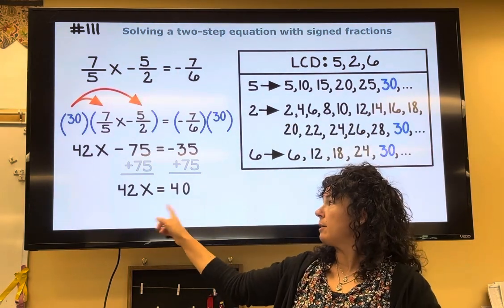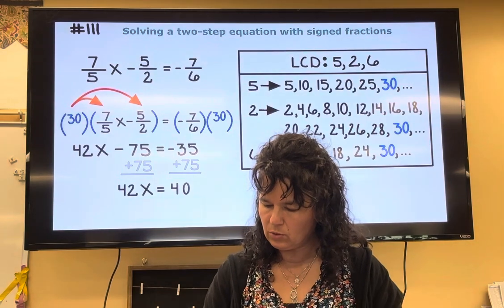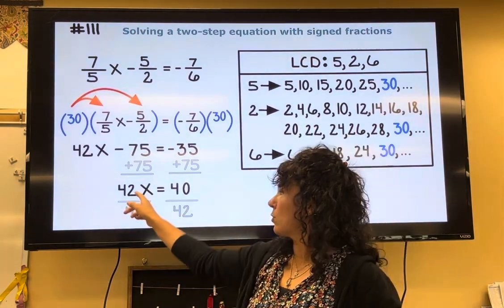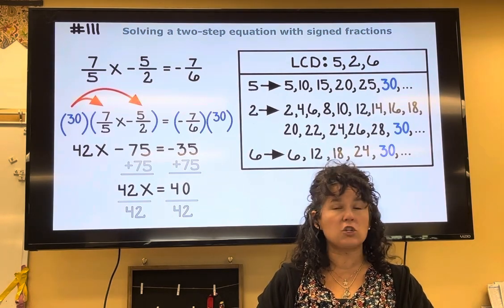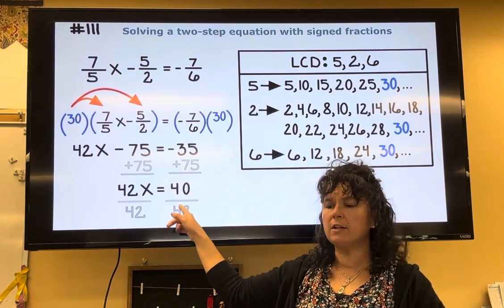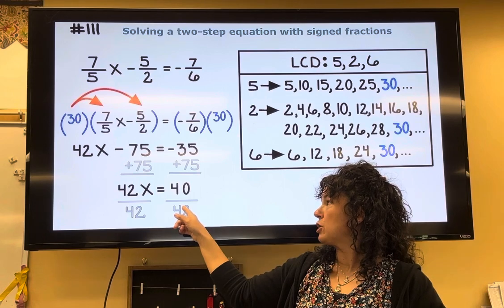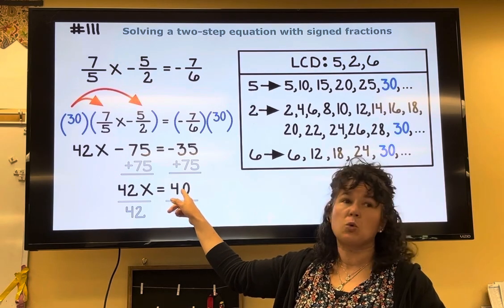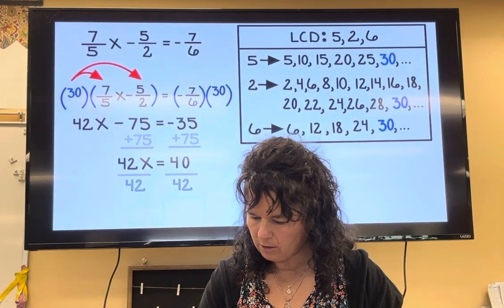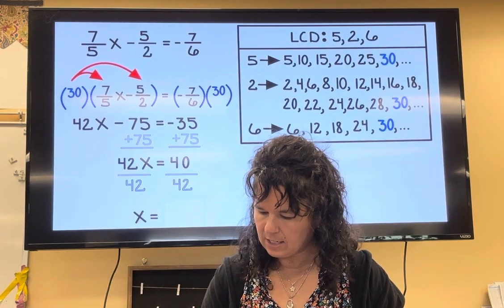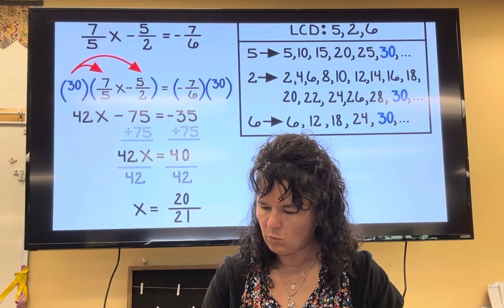Lastly, I'm going to divide both sides by 42, and then these 42's cancel out, so I have x by itself, and when you simplify that fraction, these are both even, so I could divide them both by 2, and that's going to make that 20 over 21 for my final answer. So x equals 20 over 21.